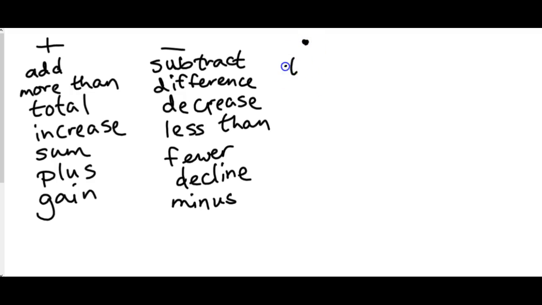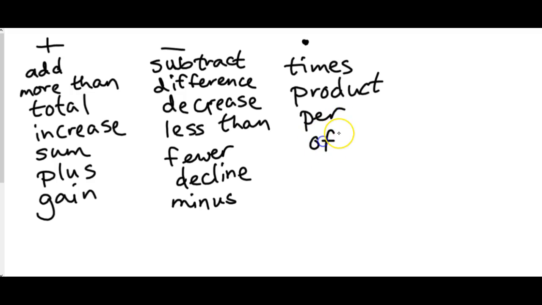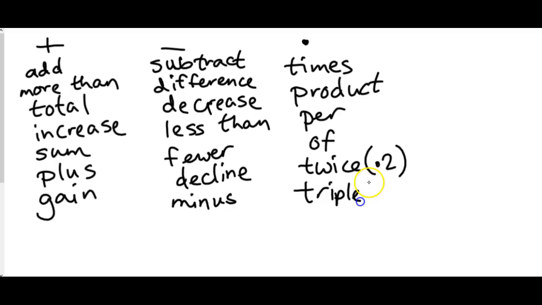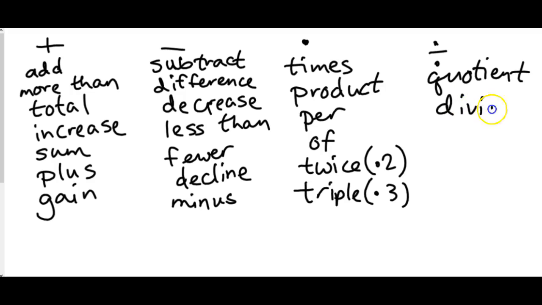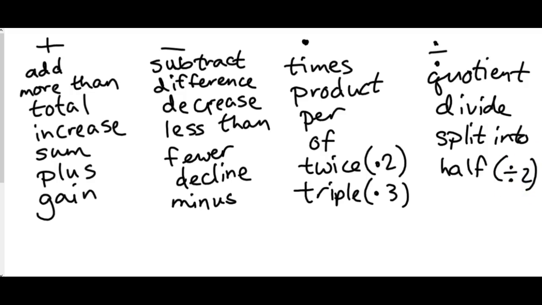Multiplication, you can use the word times, product, per, of, twice. That means specifically times by 2, or triple. That means specifically times by 3. And divide, you could use quotient, divide, split into, half would be dividing specifically by 2.